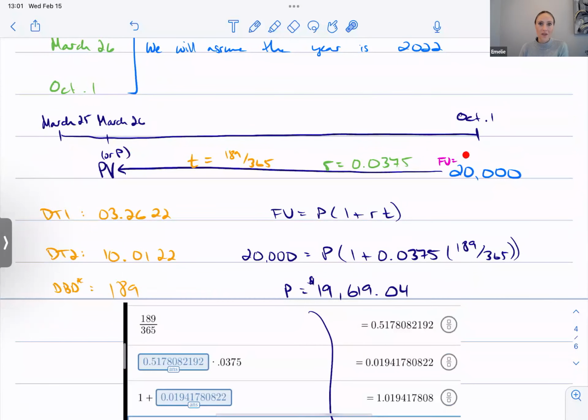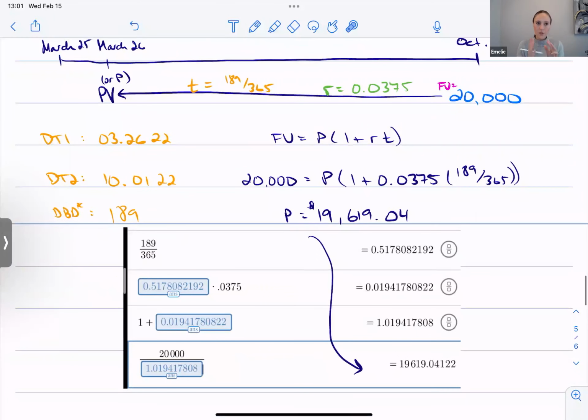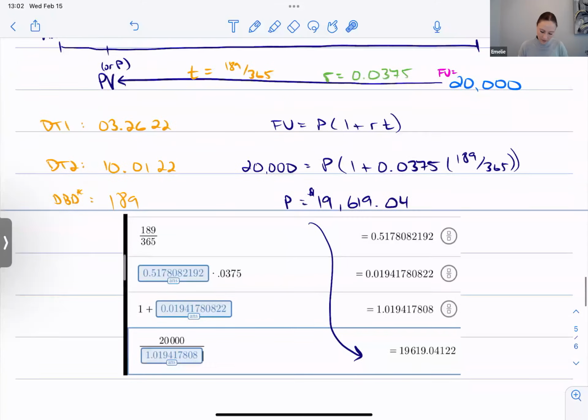Right? And so that is the time value of money, right? Is that you only need to invest $19,619.04 in order to have $20,000 in 189 days. At a rate of 3.75%. Okay. And so now, right, we've used a timeline to solve for the future value. We started there because that's what the formula is laid out to solve for, but we've also solved for the present value.